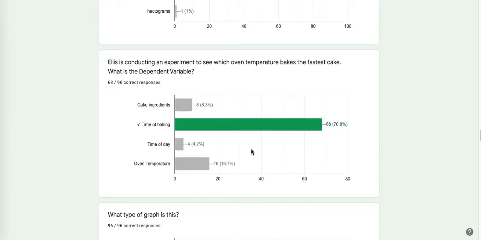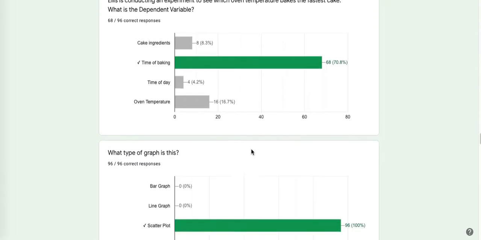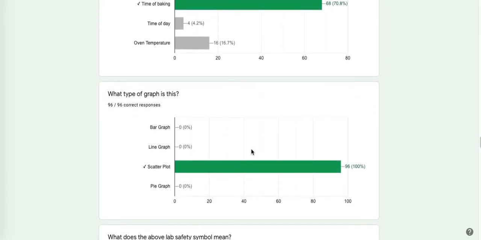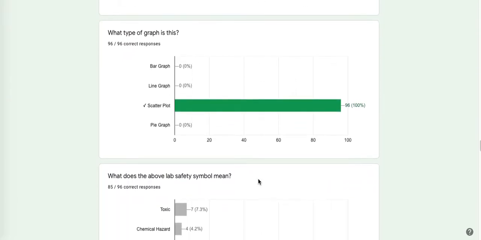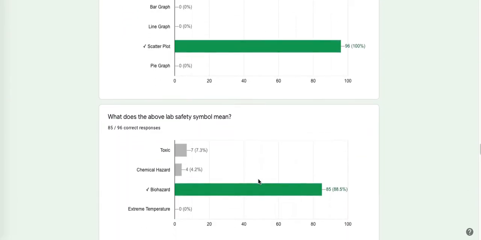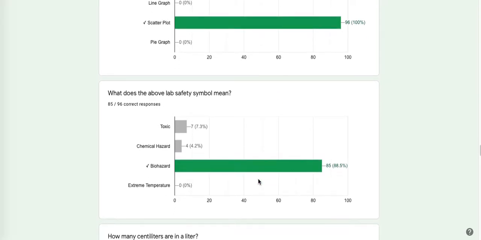Cake ingredients, that would be a constant. Time of day, that ought to also be a constant. All right, what type of graph is this? It was a scatter plot, and 100% of you got that right. What does the above lab safety symbol mean? It was the symbol for biohazard.